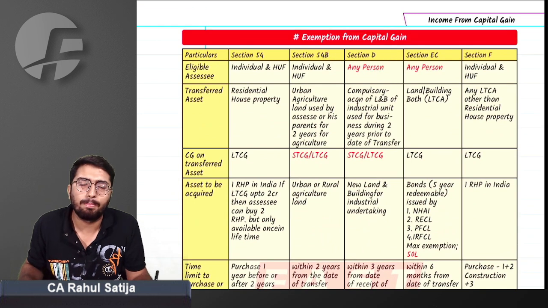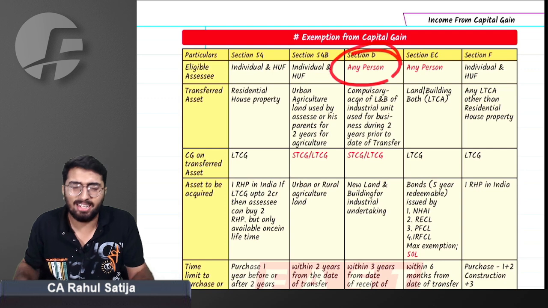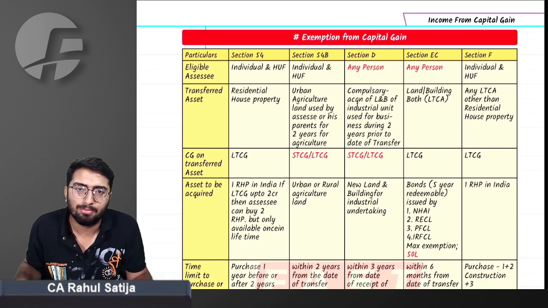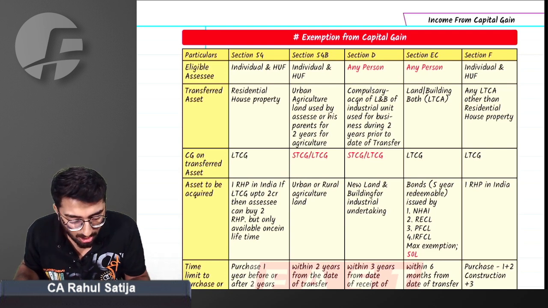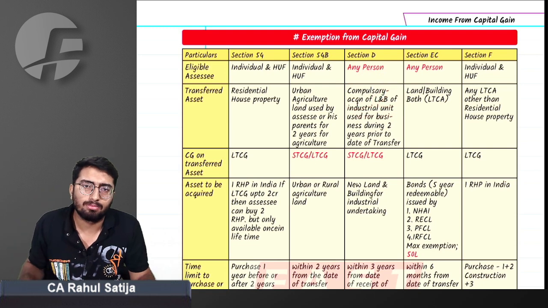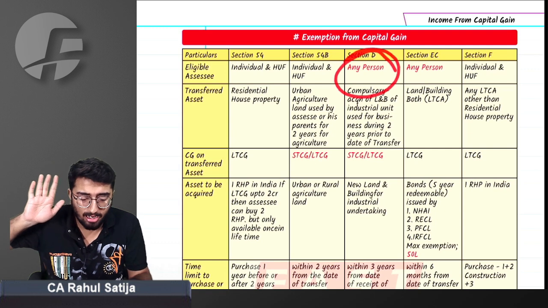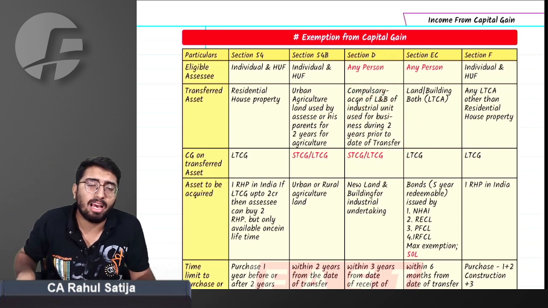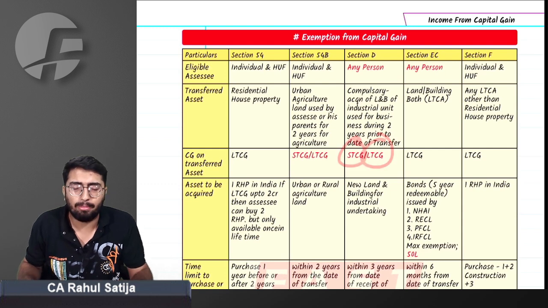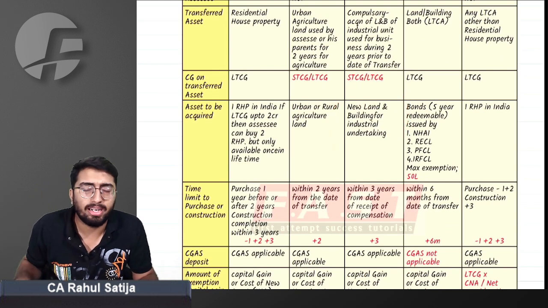Section 54D. 54D is very less relevant. What it says, any person. It does not differentiate between individual assessee or company assessee. It says any person whose land and building of an industrial undertaking has been compulsorily acquired, and those land and building have been used by such assessee for at least 2 years. Any long-term capital gain, short-term capital gain will be exempt if they acquire new land and building for industrial undertaking.